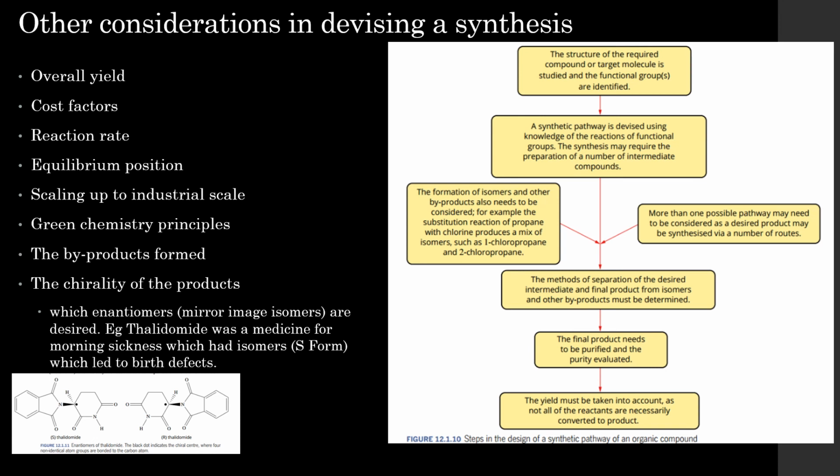So having a look here on the right-hand side, we've just got a little bit of a flow chart when considering some of the steps in devising a chemical synthesis. So first of all, just think about the structure of the required compound or target molecule, and study that and identify the functional groups. Then a synthetic pathway is devised using the knowledge of the reaction of functional groups, as a synthesis may require preparation of a number of intermediate compounds. Now, the formation of isomers and other byproducts need to be considered as well. For example, the substitution reaction of propane with chlorine produces a mix of isomers such as 1-chloropropane and 2-chloropropane.